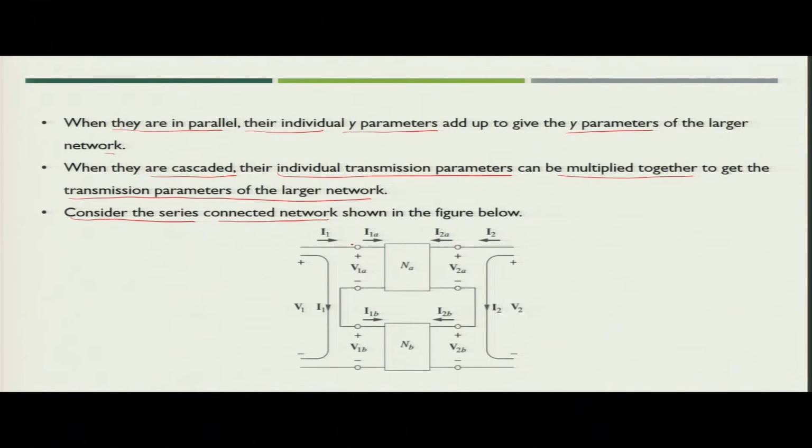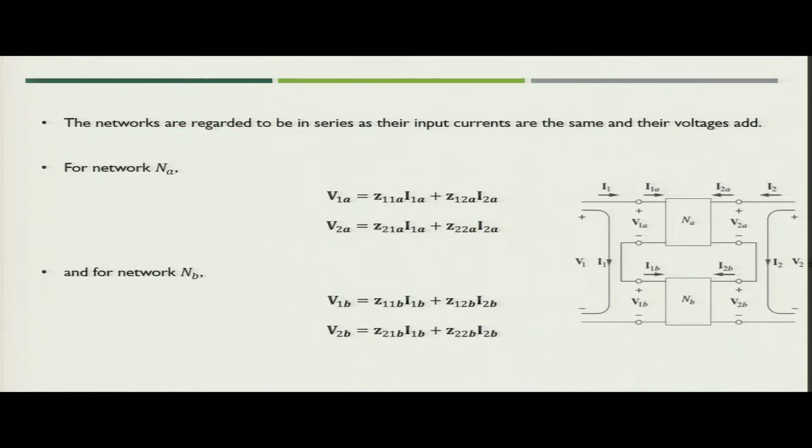Also, the current I1 which is flowing in network A will also flow in network B, because in a series network the current flowing through all the networks remains the same. So here we can say that the network is connected in series, because you are adding up the voltages to get the complete network. As we know, the total voltage V1 is nothing but V1A plus V1B, we will first write the individual Z parameter equations for both of the networks.